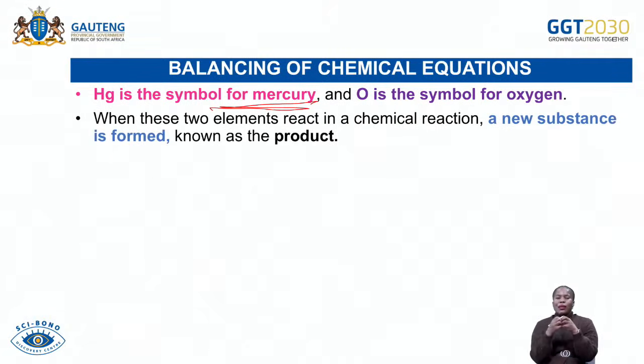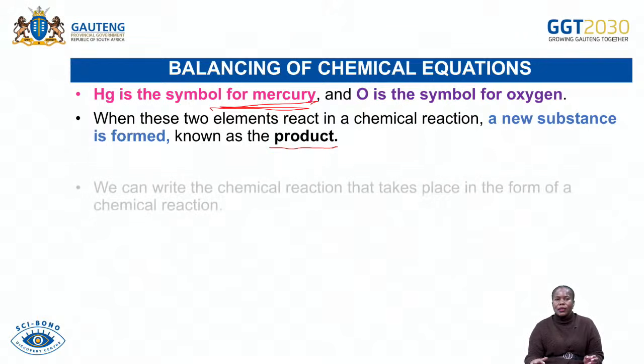Now when these two elements react with one another in a chemical reaction, there's a formation of a new substance, okay? And we're taking it slow, right? Now, that new substance that is being formed is what we call a product. Now, when we are reacting mercury and oxygen, those are our reactants. So reactants will react together in a chemical reaction, and then they will produce a product, all right?